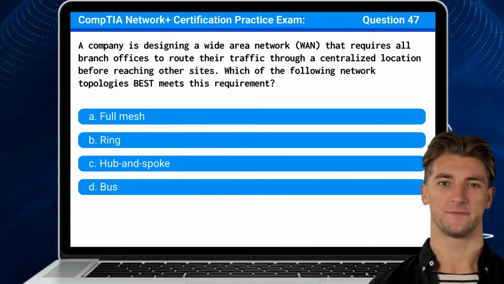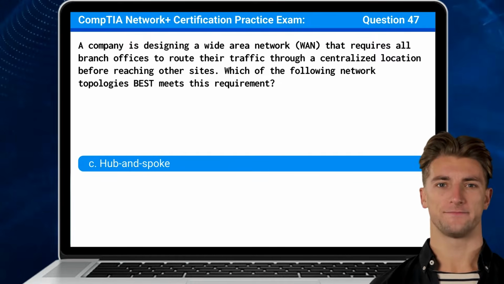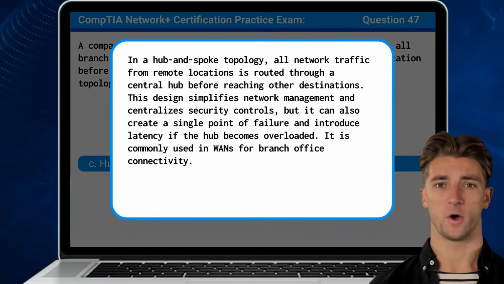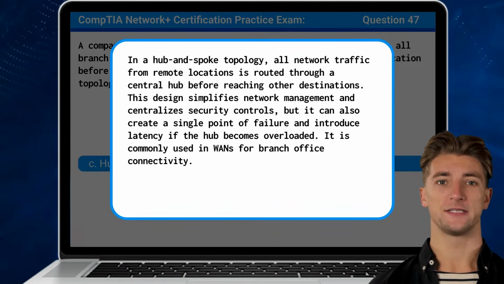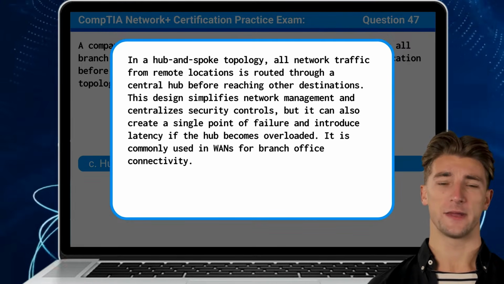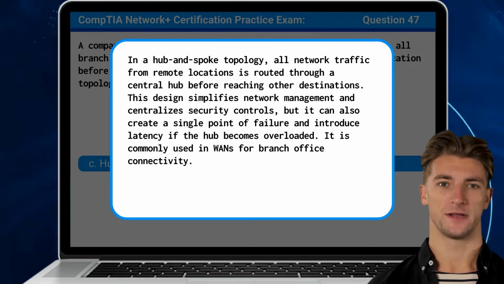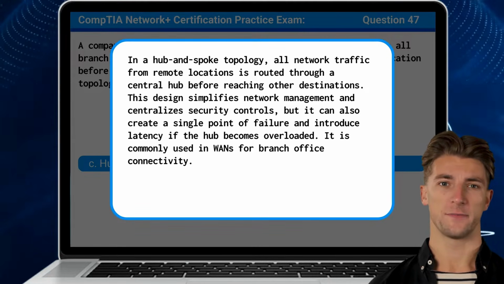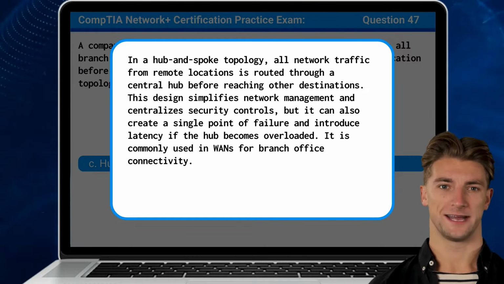The answer is C. Hub and spoke. In a hub and spoke topology, all network traffic from remote locations is routed through a central hub before reaching other destinations. This design simplifies network management and centralizes security controls, but it can also create a single point of failure and introduce latency if the hub becomes overloaded. It is commonly used in WANs for branch office connectivity.